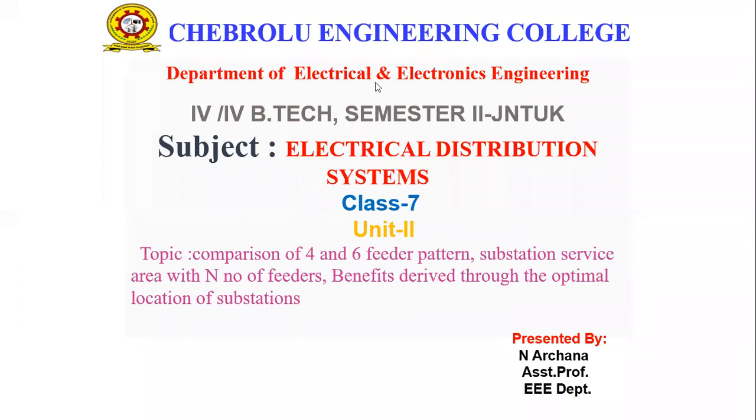Today we are going to discuss the comparison of 4 and 6 feeder patterns. In the previous class we discussed the percentage voltage drop for the square shaped and hexagonally shaped distribution substations. In the square shape we use 4 feeders, and in the hexagonal shape we use 6 feeders. In that derivation, we first calculated the voltage drop and kVA rating for a single feeder. Now in the present class we discuss the comparison of the square shaped feeders and the hexagonally shaped feeders, that is, the comparison of 4 and 6 feeder patterns.